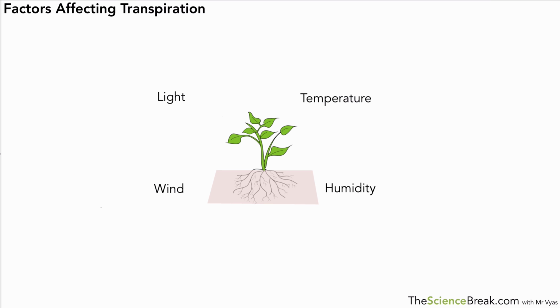We can now look at the factors that affect the rate of transpiration and in fact affect the rate of water leaving or exiting the leaves. And those factors are those you can see on the screen. Now we need to be able to explain why those factors affect transpiration. So we've got the four key ones there. We're going to start off with light and go through them one by one.